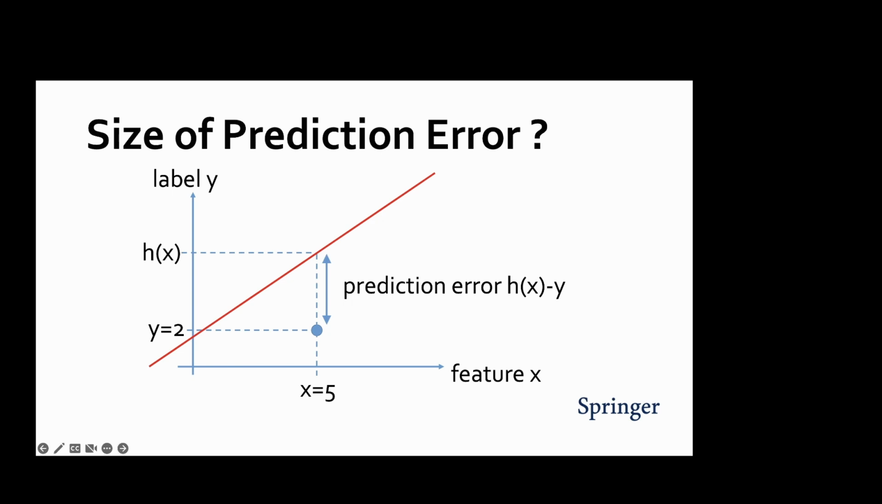Consider the prediction for a data point characterized by a numeric feature x and a numeric label y. Let's assume the true label of the data point is y equal 2. But the predicted label value is different. A loss function is a quantitative measure for the prediction error incurred by a hypothesis.